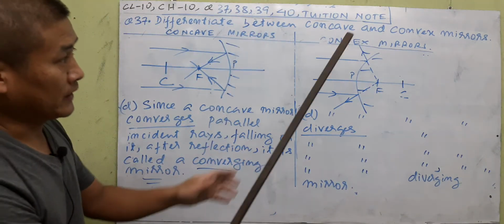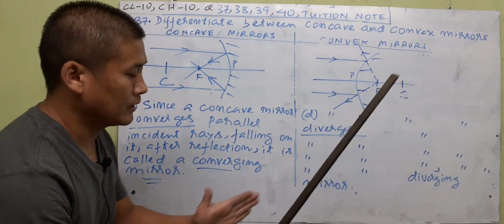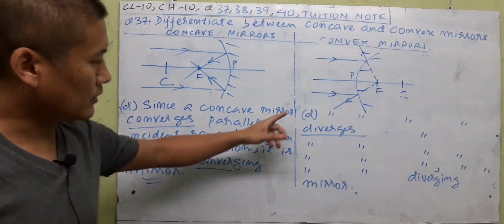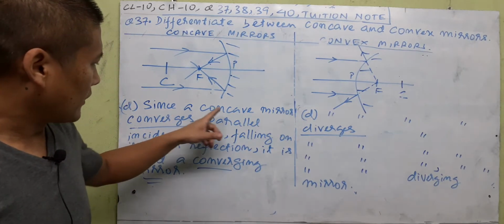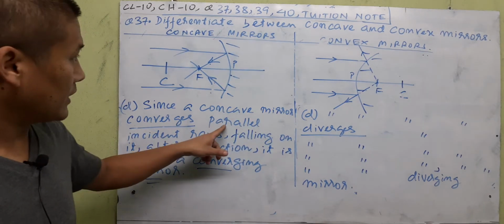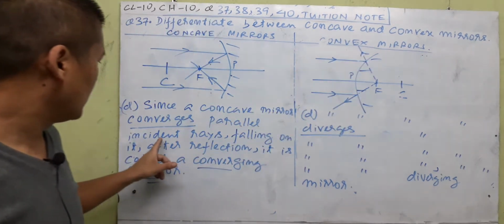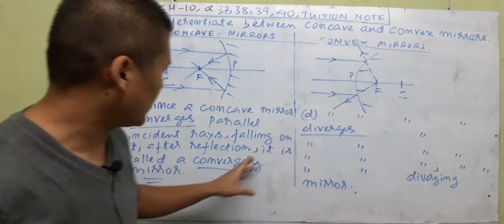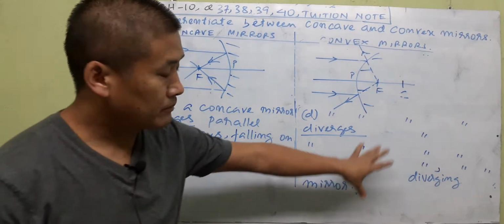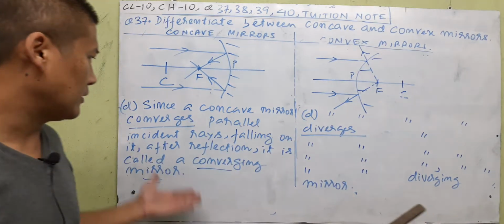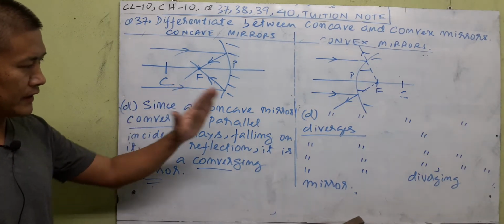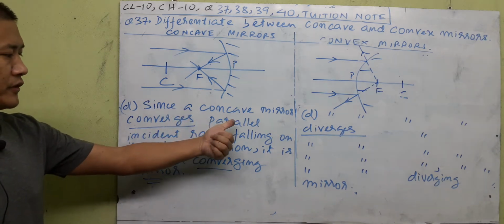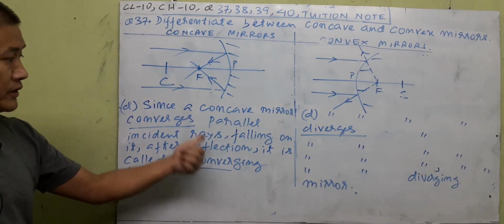Now look at these two reflected rays. They're actually moving away from each other, meaning diverging. So since the convex mirror diverges parallel incident rays falling on it after reflection, this diverging happens after reflection. It is called a diverging mirror, convex mirror. So this question is one difference for concave and convex. Also, if a question asks you why a concave mirror is called a converging mirror, this is your answer.